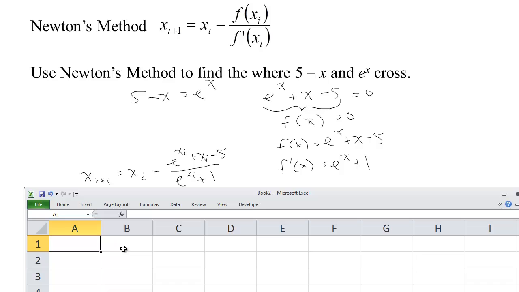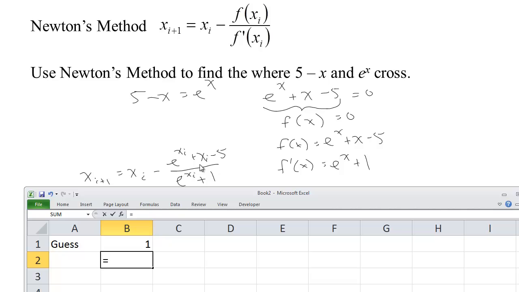Now we're going to put our first guess in this cell. I'll just guess 1, since I haven't really looked at this function. I don't really know exactly where the solution might be, but I'll try that guess. Now, what the formula says is that I should take my current guess and subtract this function evaluated at my current guess.